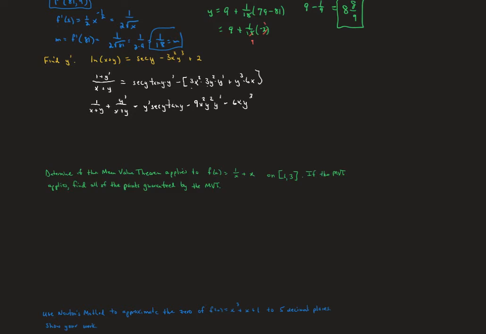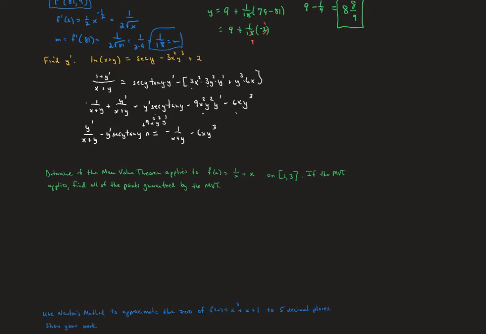I'm going to leave the y primes on the left side. So there's the y prime over x plus y. I'm going to come back and put the equal sign somewhere over here. I'm going to move this 1 over x plus y to the other side by subtracting it. I'm going to move the y prime secant y tangent y to the left side by subtracting it. I may not have left enough room here. And then we still have this minus 6xy cubed on that side, but I'm going to try to add this to the other side and squeeze it in here as a plus 9x squared y prime.